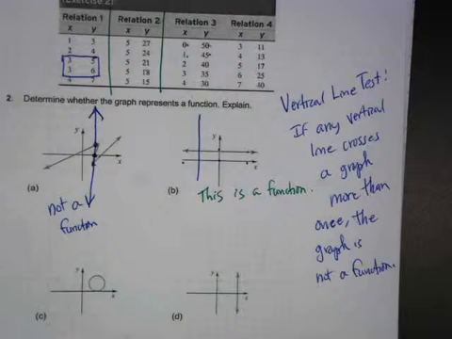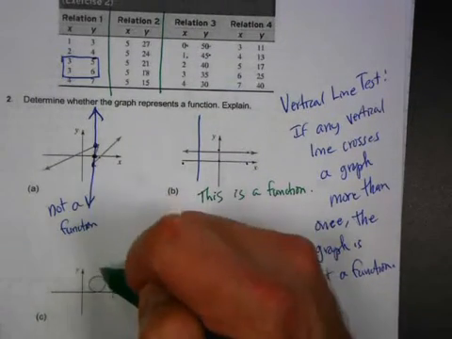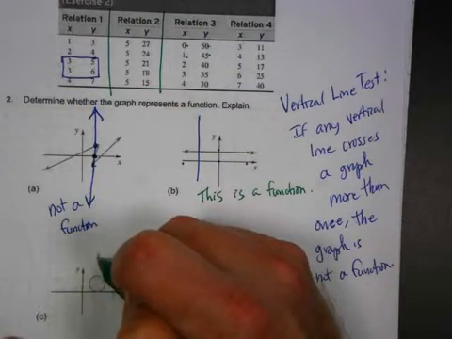All right, so that should make part C pretty easy. Is part C a function? No. Why not? Because it crosses more than once. Because I can draw a vertical line that'll hit that graph more than once. I could draw a vertical line right there.